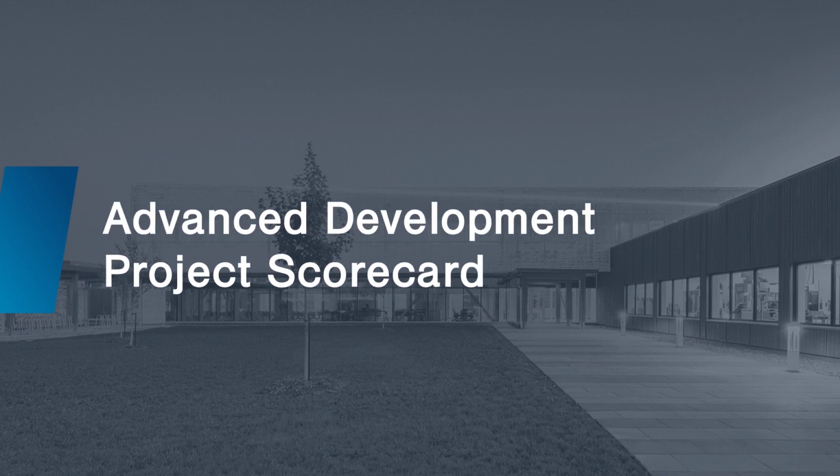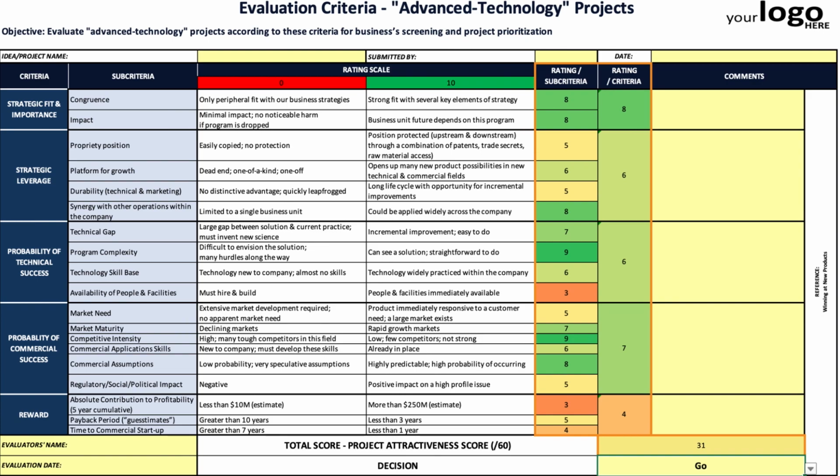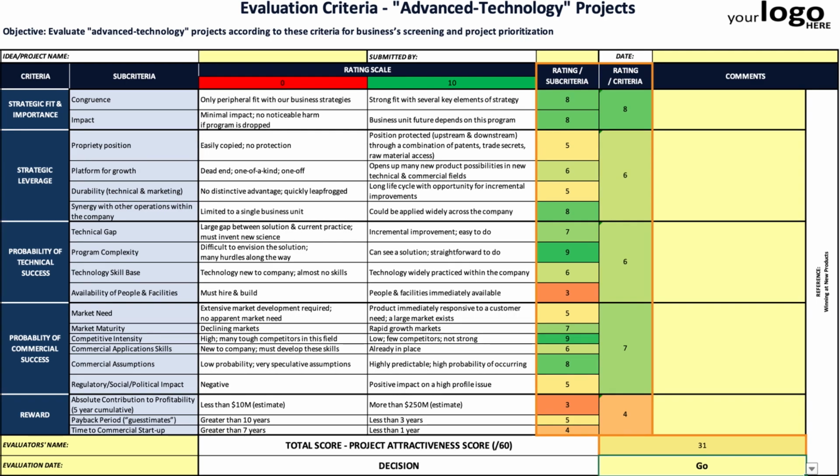Let's discuss the Advanced Development Project Scoreboard. In the book Winning at New Product, 5th edition, Robert G. Cooper proposes a technology development scorecard which can be useful to evaluate the attractiveness of a technology development project. The criteria are the strategic fit and importance, the strategic leverage, the probability of technological success, the probability of commercial success, and the reward to develop such technology. Let's go deeper into this tool's detail with Excel.